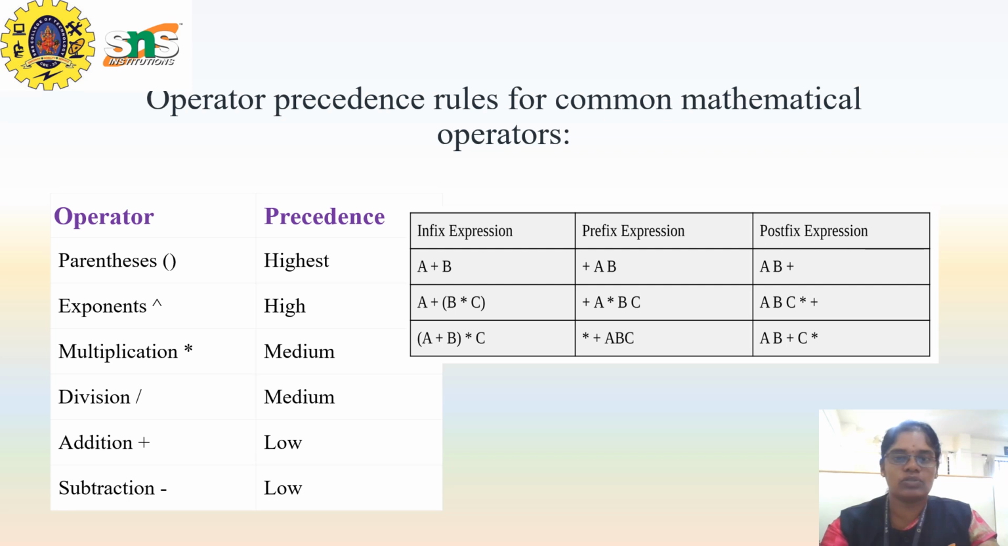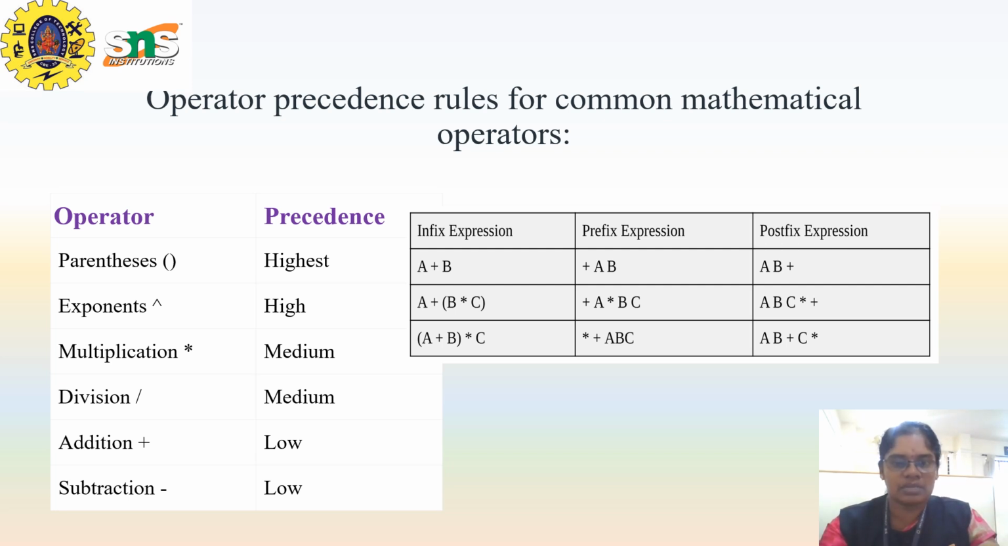Operator precedence rules for common mathematical operators. The operators are open parenthesis and close parenthesis, exponents or square, multiplication, division, addition and subtraction. The parenthesis and square have higher precedence, multiplication and division medium precedence, and addition and subtraction have lower precedence.